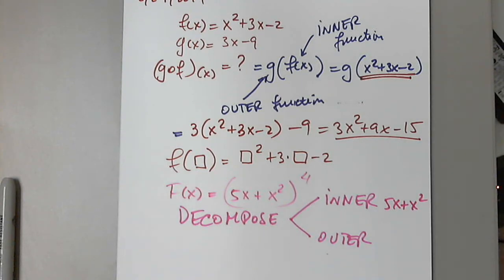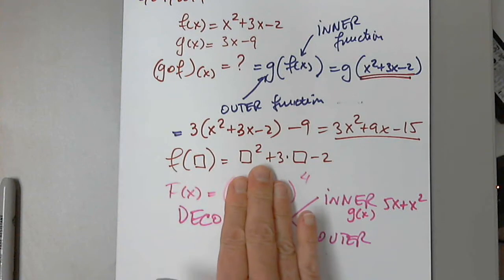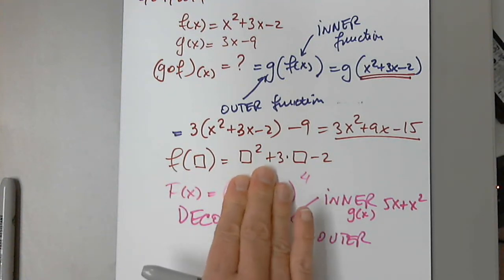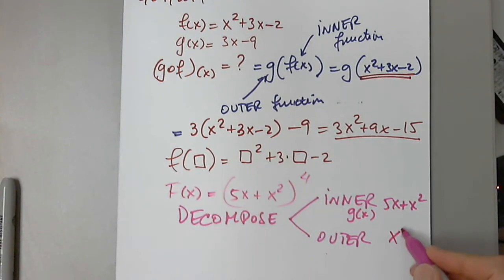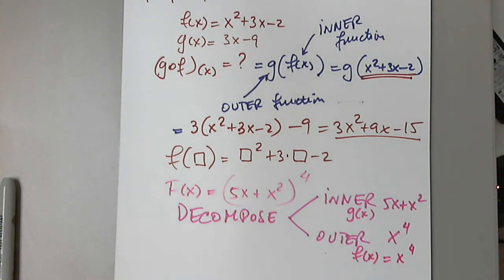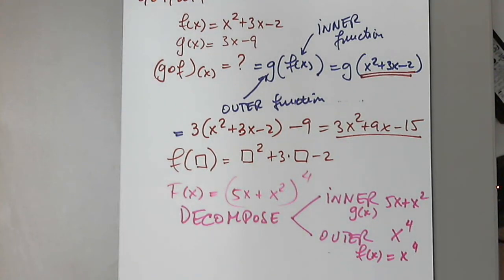They say f comma g, so this will be the inner, so this will be g of x. And when you are done and you get a number here, what function do you apply to this number? X to the 4th. So if that's x to the 4th, this will be the outer, so x to the 4th will be f of x. Any questions? Yes?